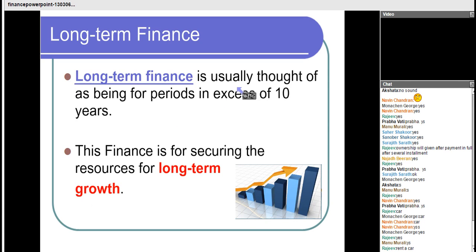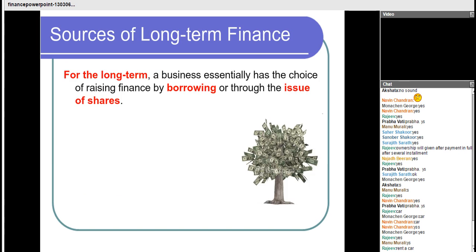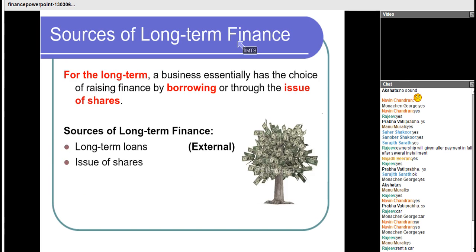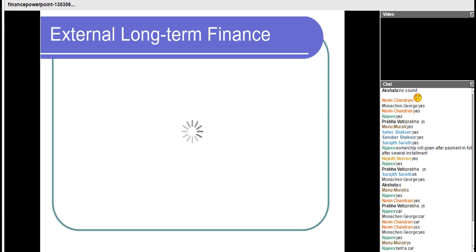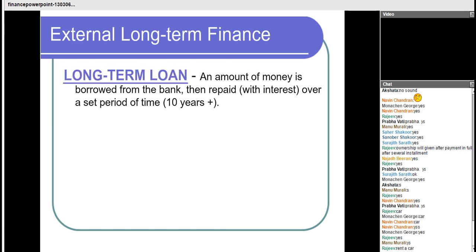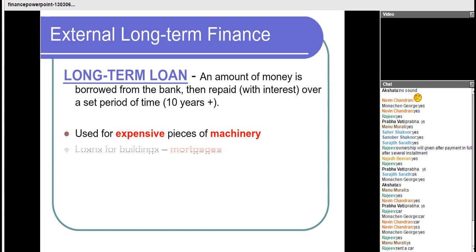Then long-term finance. The long-term finance is for more than 10 years. And this is the finance which we normally talk about. So it can be a long-term loan and it can also be issue of shares, sale and lease back, and retained profit. Now let's see each one of them.